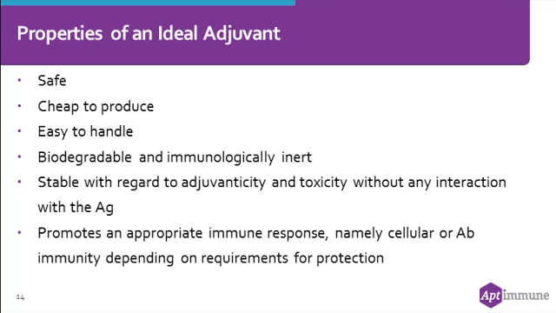You also want the adjuvant to be biodegradable and immunologically inert. It needs to be stable with regard to adjuvancy and cytotoxicity. This means that when an adjuvant is degraded, you don't want a product that then becomes cytotoxic to the cell and kills the cell. You want to avoid apoptosis, you want to avoid necrosis, you want to avoid cytotoxicity as much as you can when you choose an adjuvant. And also, of course, it promotes an appropriate immune response at the site of delivery of the vaccine.